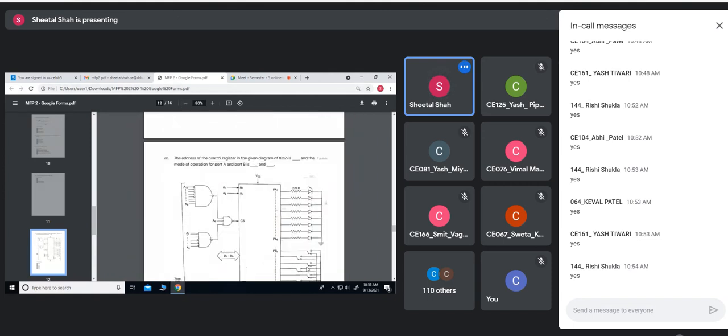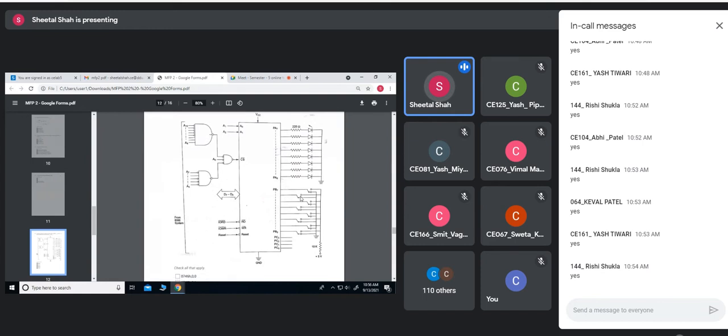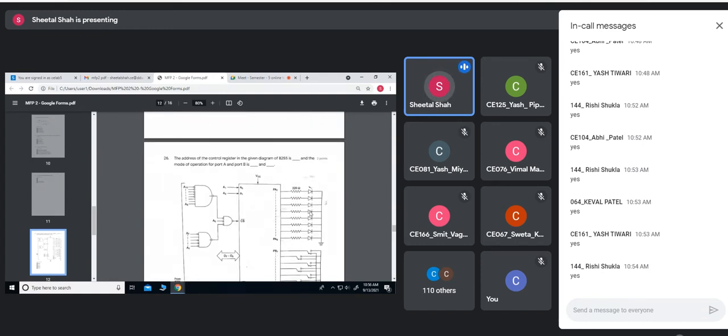Next, the address of the control register in the given diagram of the 8255, and the mode of operation of port A. These are the port A pins and these are the port B pins. Some switches are connected to port B, and port A is connected to some LEDs. What mode of operation should be there for port A and port B? Can you tell me what would be the port address here? It is given for the control register.